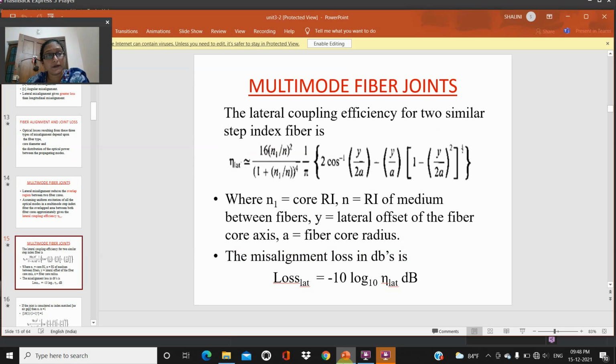The lateral coupling efficiency for two similar step index fibers is eta lateral equal to 16 (n1/n)^2 divided by (1 + n1/n)^4, times (1 - y/pi...), that equation. Here n1 is the core refractive index, n is the refractive index of the medium between the fibers, and y is the lateral offset of the fiber core axis.